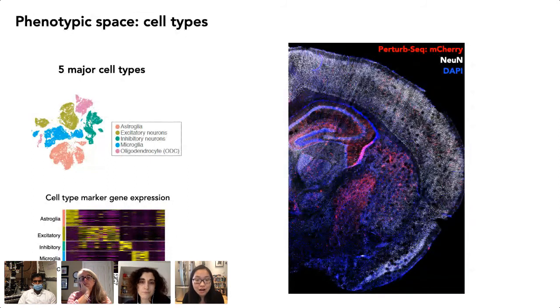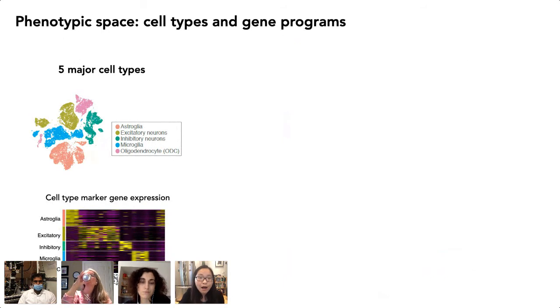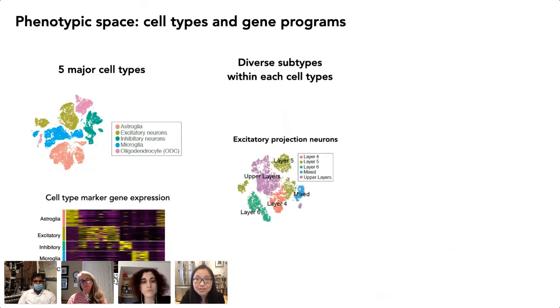And in the future, although we only focus on cortex in this study, we could use in vivo Perturb-seq and similar viral delivery methods to study the neural and glia development in other brain regions and at different developmental timing. So I mentioned that we can identify 5 major cell types in the cortex at this stage, but we can also take advantage of the single-cell data nature and subtype these perturbed cells.